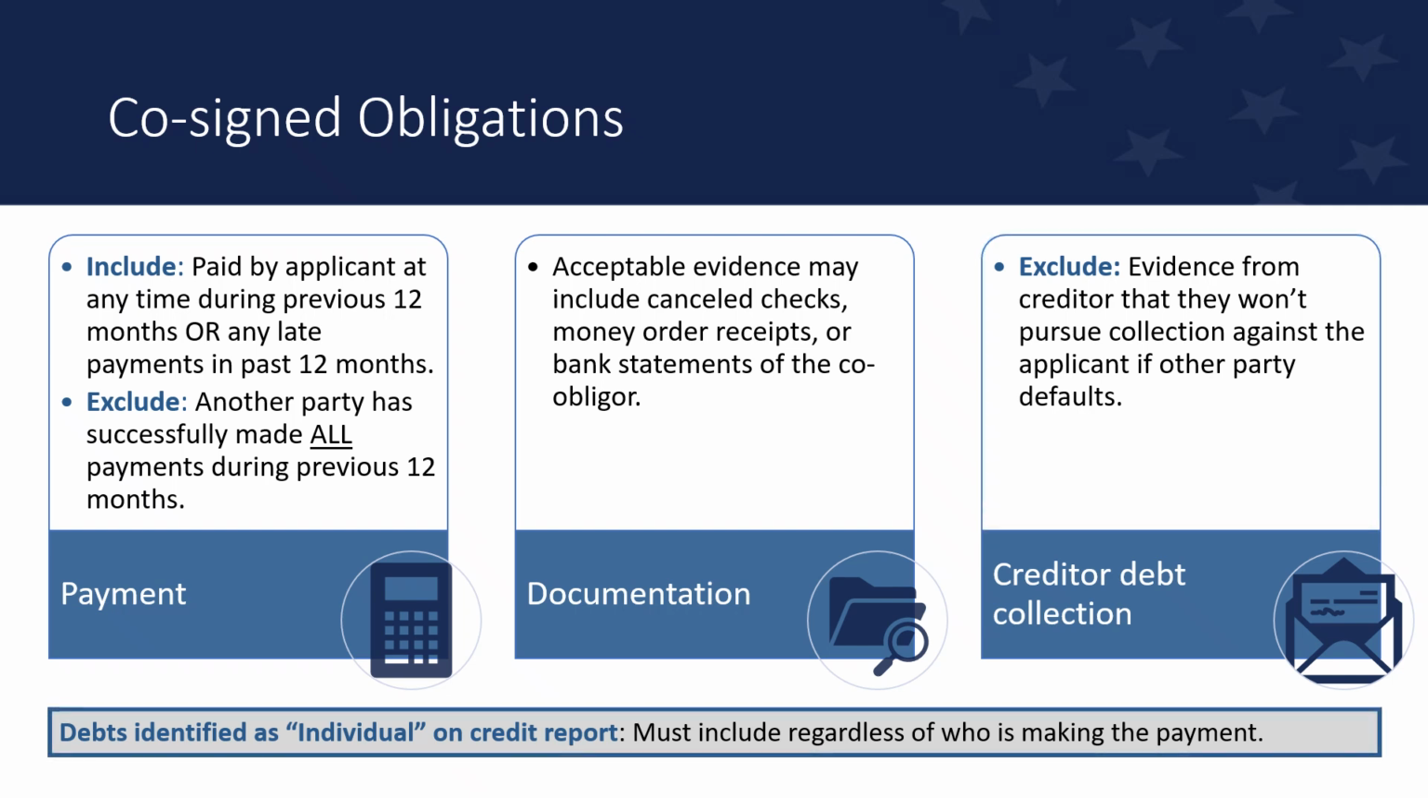Debts identified as individual on a credit report must be included in the debt ratio, regardless of who is making the monthly payment. For example, if parents are paying car payments on behalf of the applicant and the loan is solely in the applicant's name, in this situation, the payment must be included.